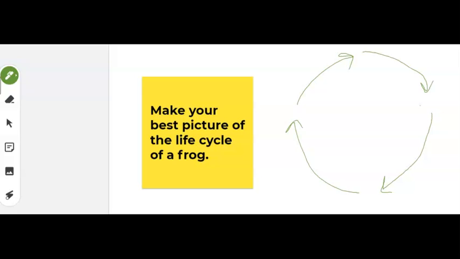Just try your best. Over on this side here, you will see these are all the different colors that you can use. You can use different colors depending upon what you want to draw. I'm going to do my first cycle, which is the first stage, which is the eggs. So I'm just going to draw little tiny cute eggs, and then I'm going to label it egg.